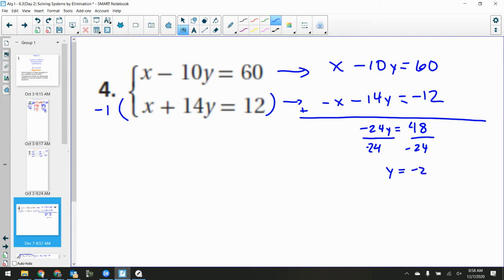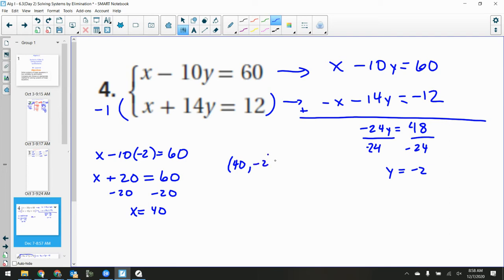Let's go back to my original top. X minus 10 times -2 is 60. Again, it doesn't matter where it goes back into. X plus 20 is 60. So X is 40. Don't be afraid of big numbers.